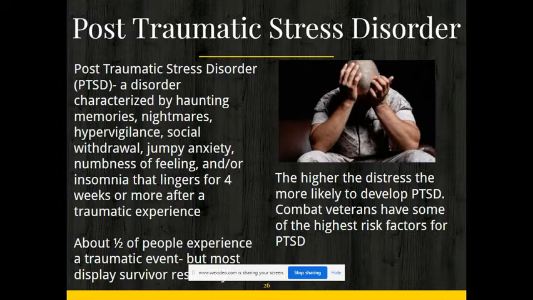Usually the higher the distress of the situation they were in, the more likely they are to develop PTSD. But you can get it from other things in life. People who are abused, trauma, or just other random things that might not sound that bad could trigger this in someone.